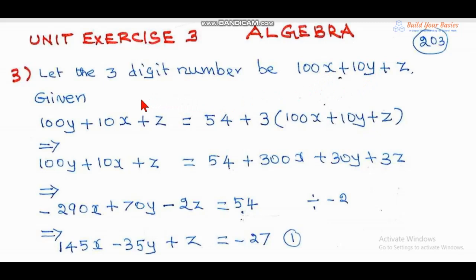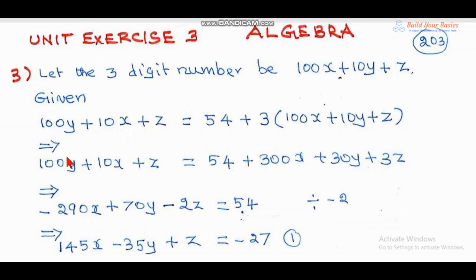Then the tens and hundreds digits are interchanged. So it becomes 100y and 10x. Y comes here, x goes there. So 100y plus 10x, and z remains as it is, plus z is equal to 54 more than 3 times the original number. 54 more, that is 54 plus 3 times the original number. So 3 into 100x plus 10y plus z. So first statement we have written in the form of an equation.